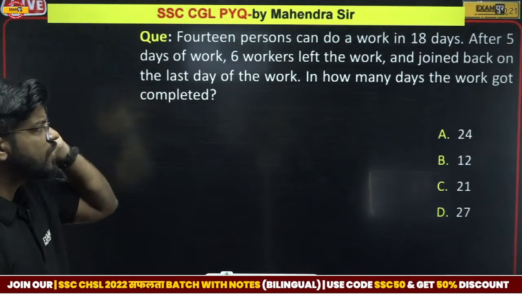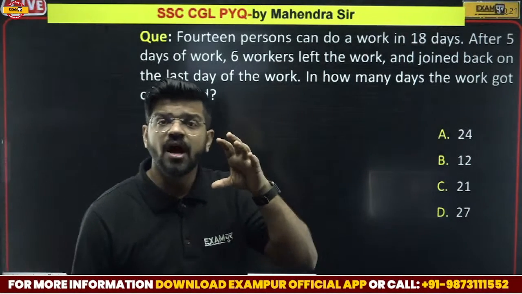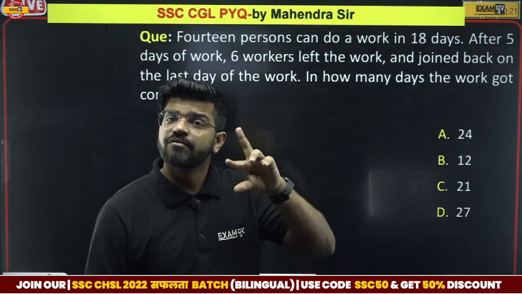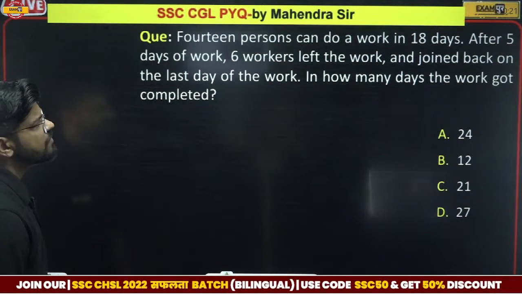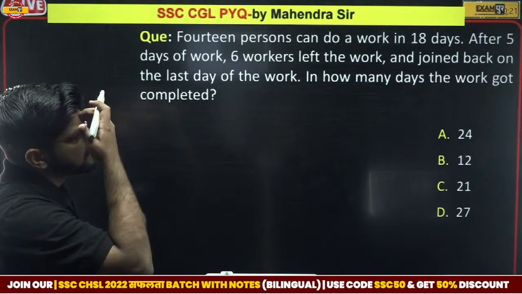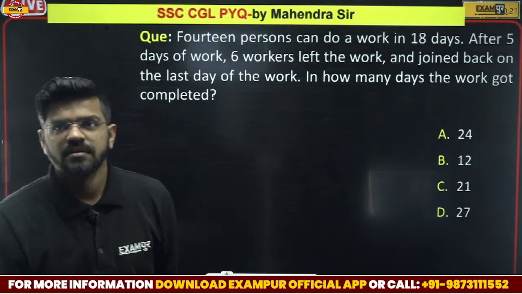14 persons can do a work in 18 days. So how much total work do we have? We have 14 into 18. After 5 days of the work, six workers left the work and joined back on the last day of the work.